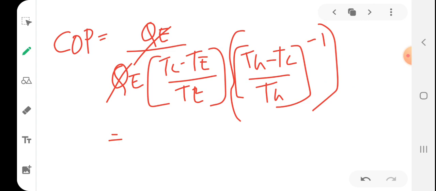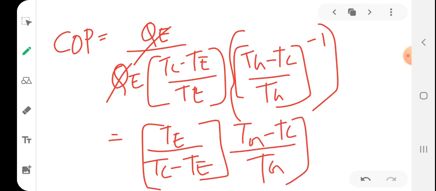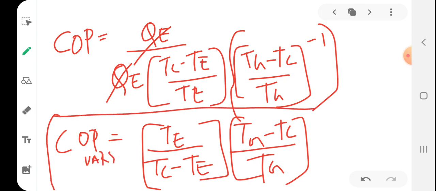So what remains is TE by (TC minus TE), and (TG minus TC) by TG. So this is the term. This is the expression for COP of a vapor absorption system. COP for a VAR system is obtained like this in terms of temperature.